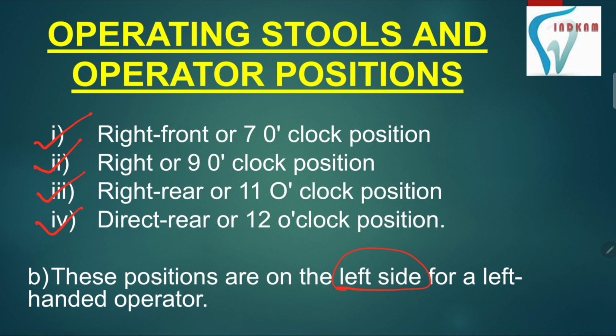If the right-handed operator is working on the patient, then all positions are on the right side, and for a left-handed person, all these positions should be on the left side, but the positions will be the same. For example, for a left-handed person, the right front position will be left front, right position will be left, and right rear position will be left rear, and direct rear will be direct rear. For both cases, direct rear is the same.